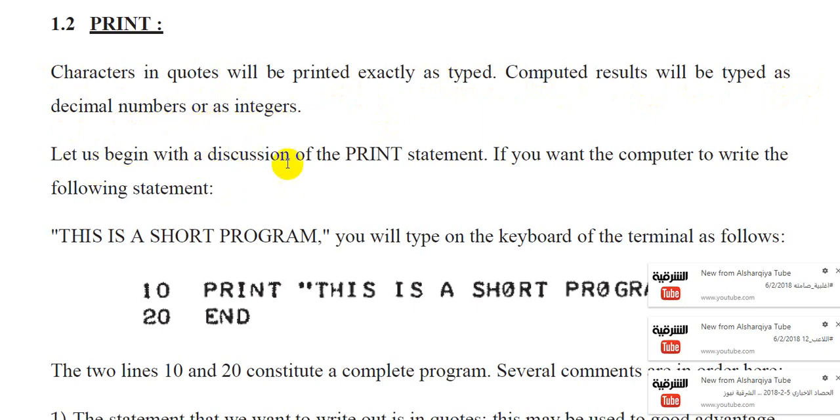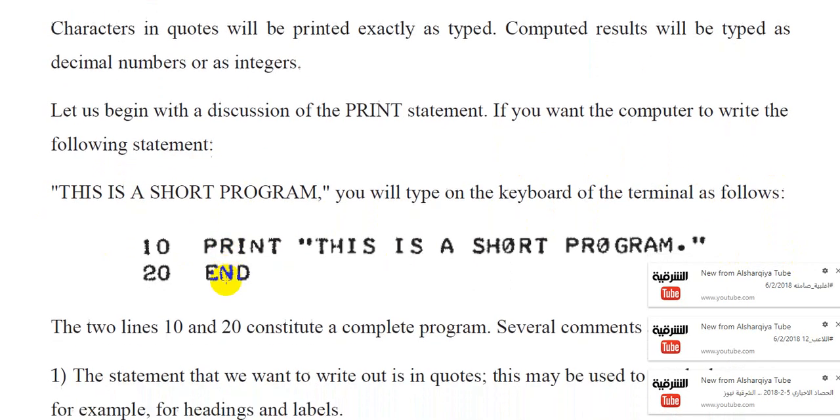Let us begin with a discussion of the print statement. If you want the computer to write the following statement, this is a program, you will type on the keyboard of the terminal as follows. 10 print "This is a program". 20 end.